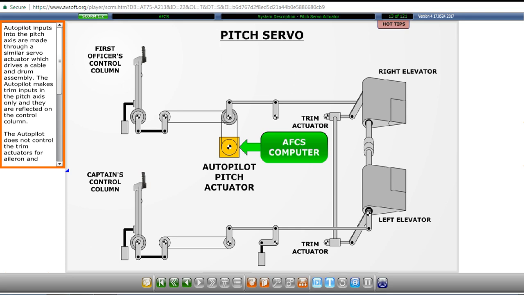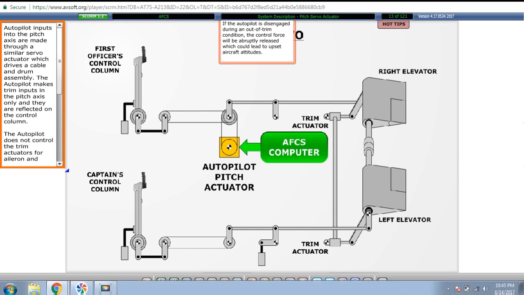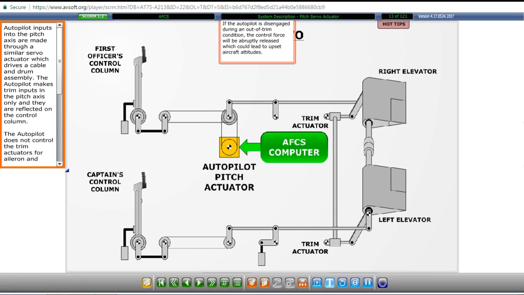Autopilot inputs into the pitch axis are made through a similar servo actuator which drives a cable and drum assembly. The autopilot makes trim inputs in the pitch axis only, and they are reflected on the control column. The autopilot does not control the trim actuators for aileron and rudder. The pilot must control those inputs in order to maintain coordinated flight, as well as minimize load on the servo actuators.